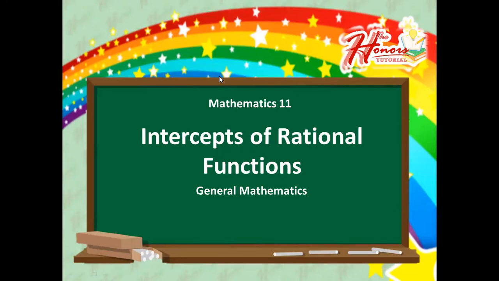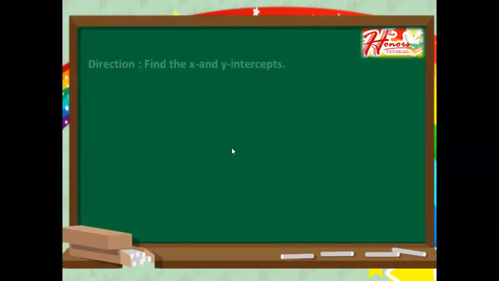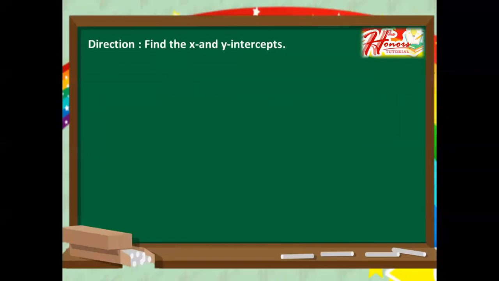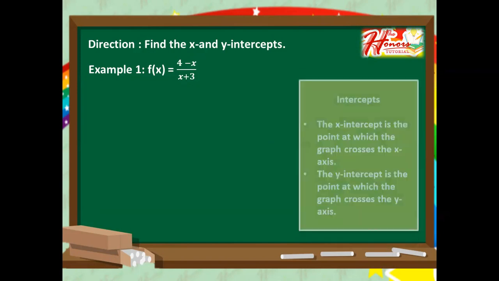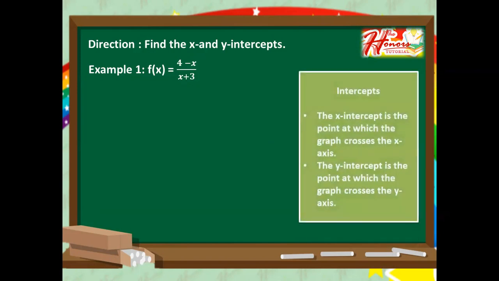Our topic for today is about intercepts of rational functions for general mathematics under Mathematics 11. So the direction here is to find the x and y intercepts, having the example 1 of f of x is equal to 4 minus x over x plus 3. But before that, let's define first what are the intercepts that we are looking for.